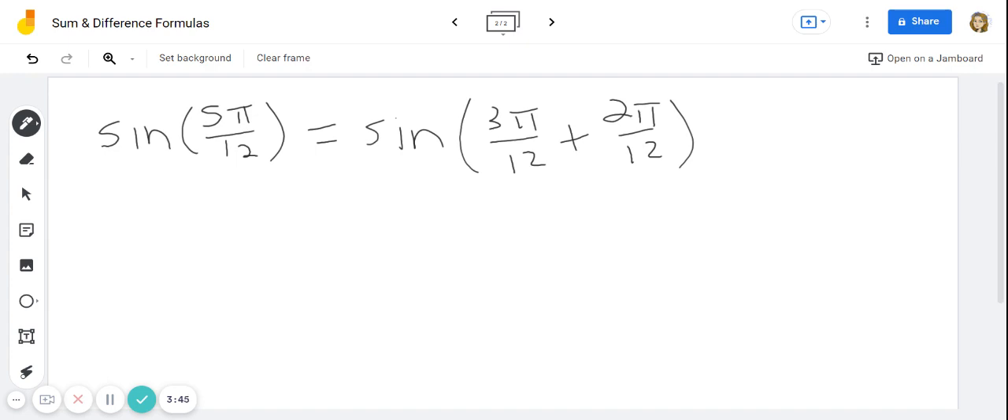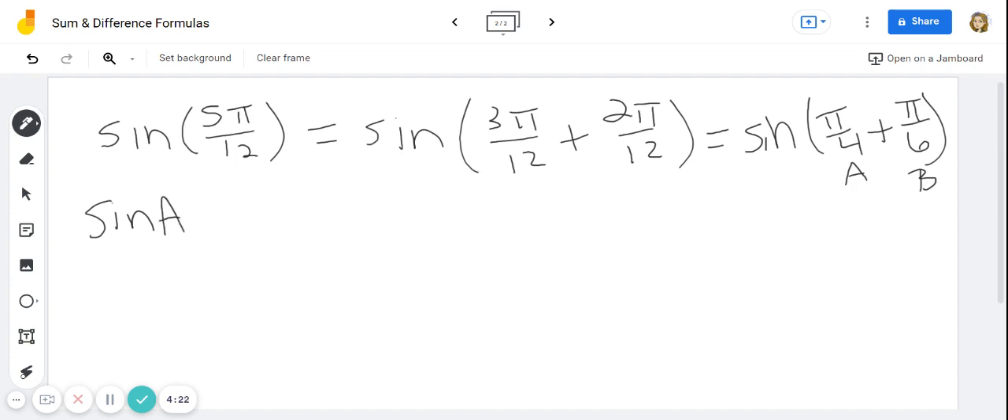Those both reduce. Let's see what they reduce to. Are they things that are on the unit circle? That's the same as sine of pi over 4 plus pi over 6. Okay. Notice that pi over 4 and pi over 6 are both items that are on the unit circle, and we already know the values for. In this case, it doesn't matter which order you have these in, but I have pi over 4 plus pi over 6, so pi over 4 is like my A in the formula, and pi over 6 is like my B.